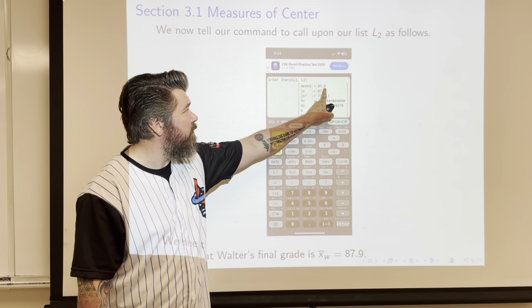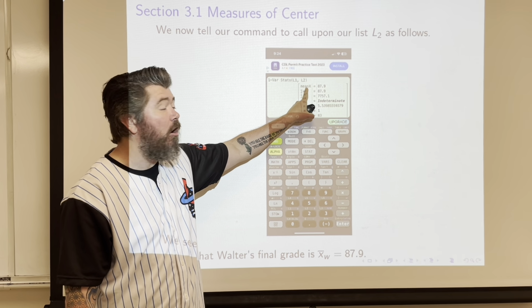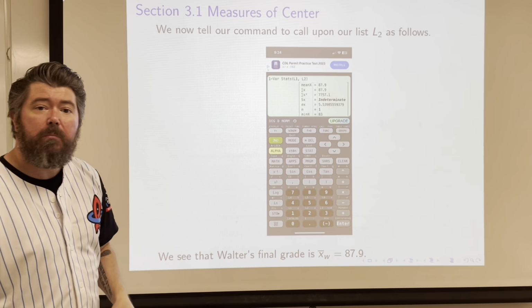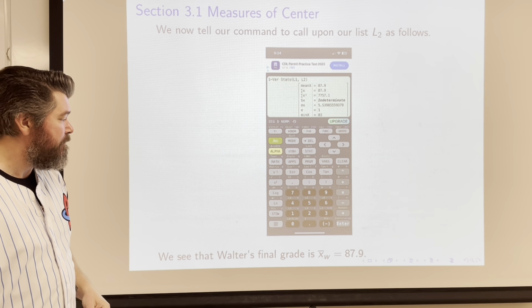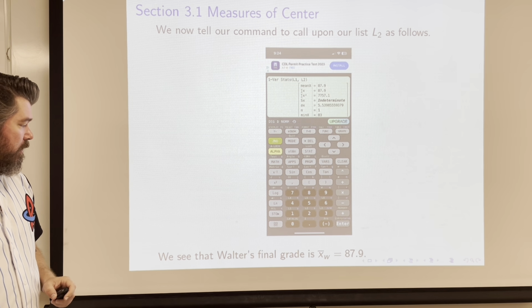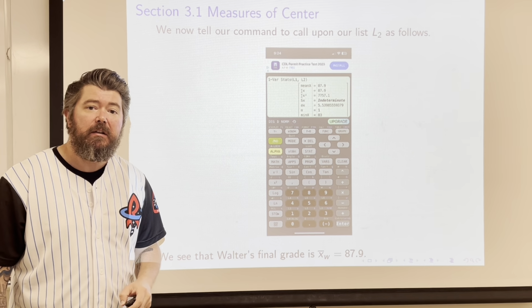And this will pull up my statistics. So the very first value is our mean. This is our x bar W, our weighted mean, 87.9. So x bar W is 87.9. That's Walter's final grade in the course.